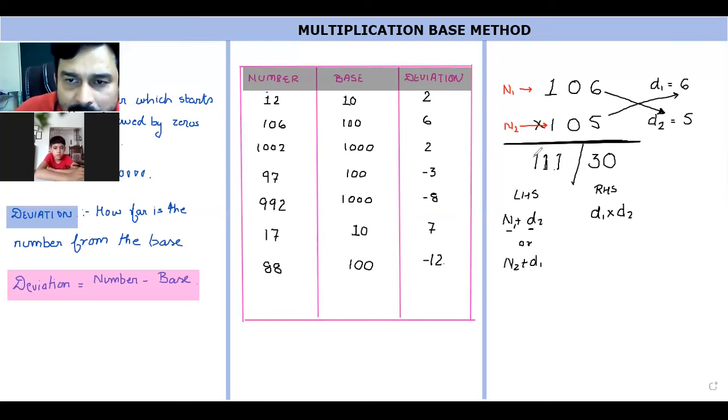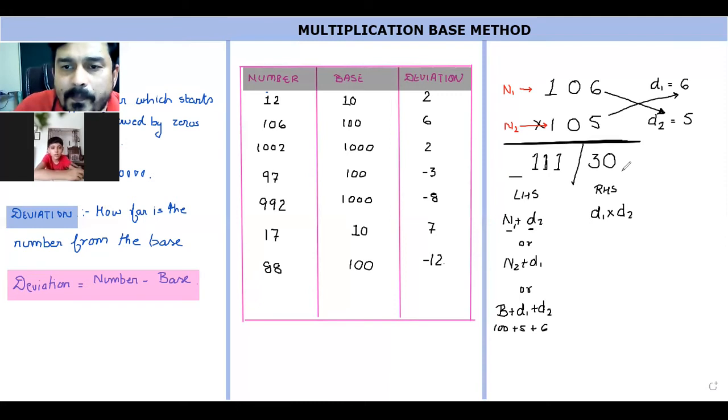And the third way in which it can be obtained is base plus deviation 1 plus deviation 2. Base is 100, deviation 1 is 5 and deviation 2 is 6. That also comes to 111. So the final answer is 11,130.